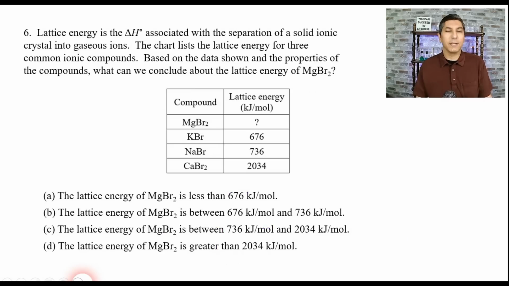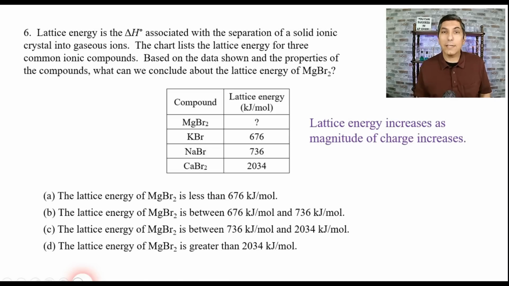Question 6 is about lattice energy and Coulombic attractions between charged particles. It says lattice energy is the delta H associated with the separation of a solid ionic crystal into gaseous ions. The chart lists the lattice energy for 3 common ionic compounds. Based on the data shown and the properties of the compounds, what can we conclude about the lattice energy of magnesium bromide, MgBr2? The first thing we have to realize is that lattice energy has everything to do with Coulombic attractions between the charged particles.